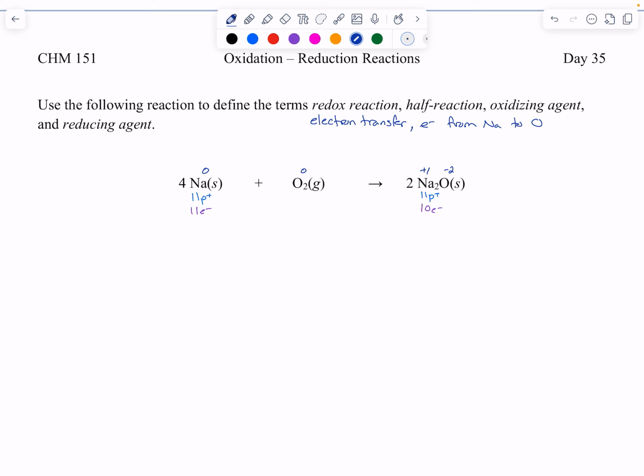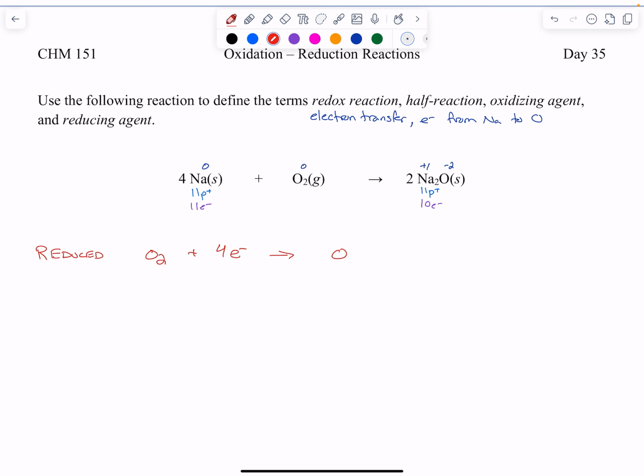Half reaction. All right, so this is the two things. Right? Who is being oxidized or reduced? Well, oxygen reduced is O2 gaining some electrons going to O. Right? Okay, so the half reaction here, this is a half reaction. So there's actually O2, and it's actually going to be 4 electrons, and there's 2 O's. Because I'm going to put Na in parentheses there, O, right?